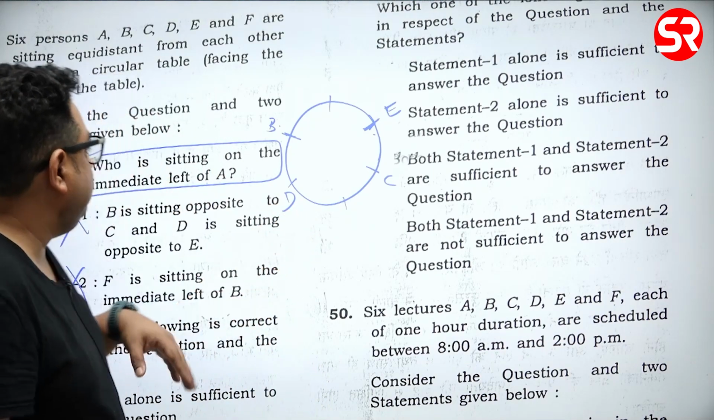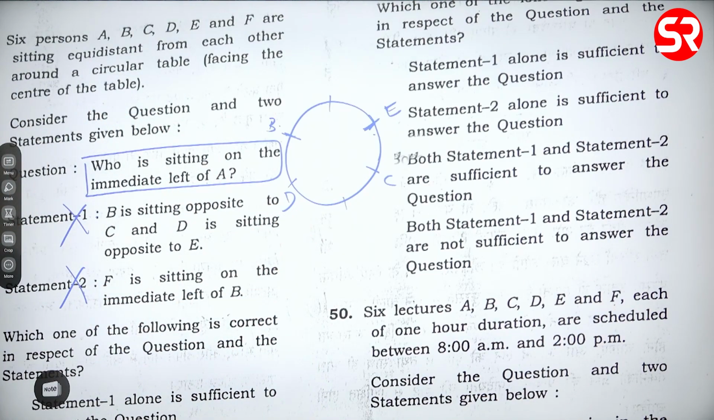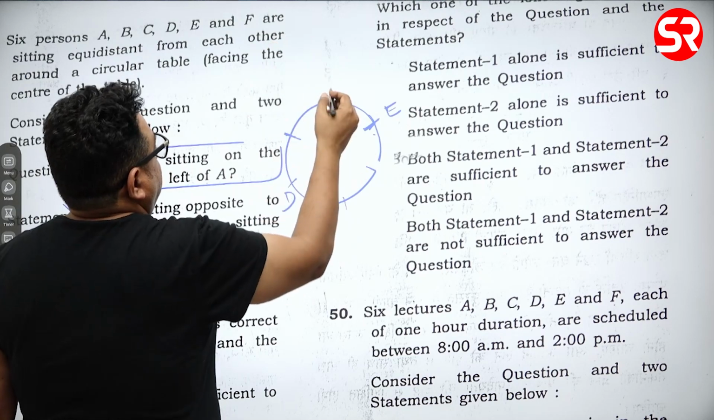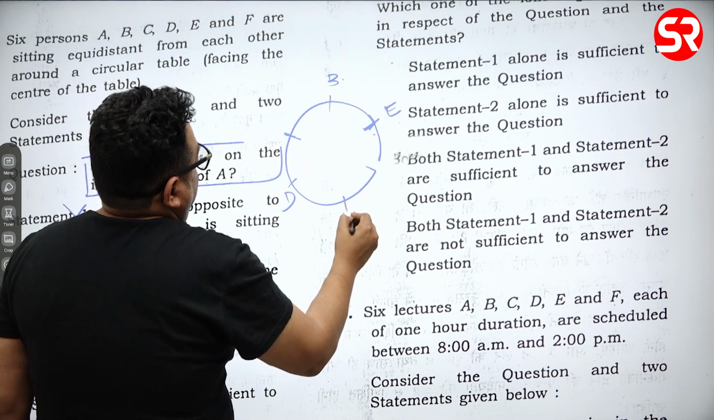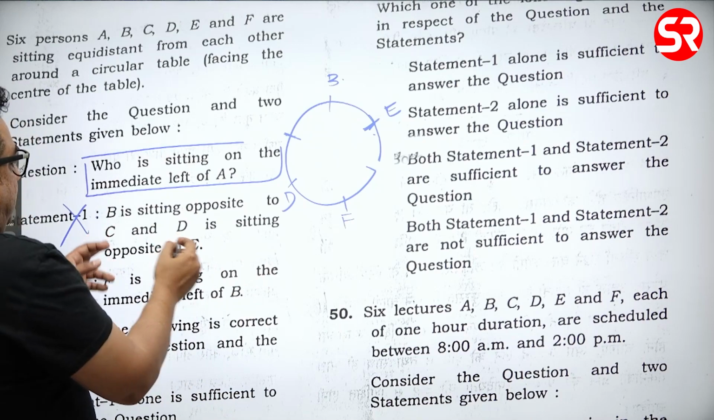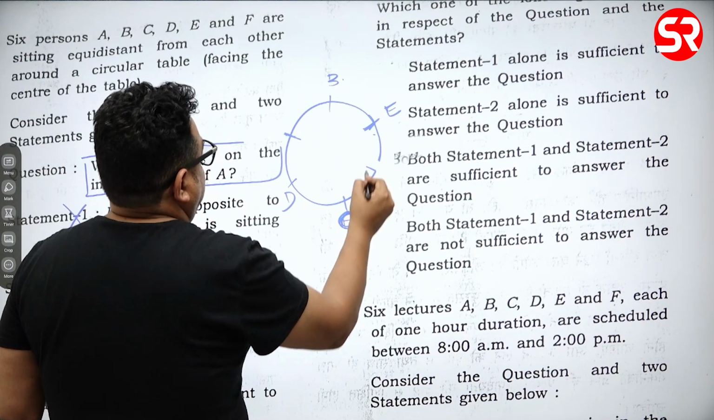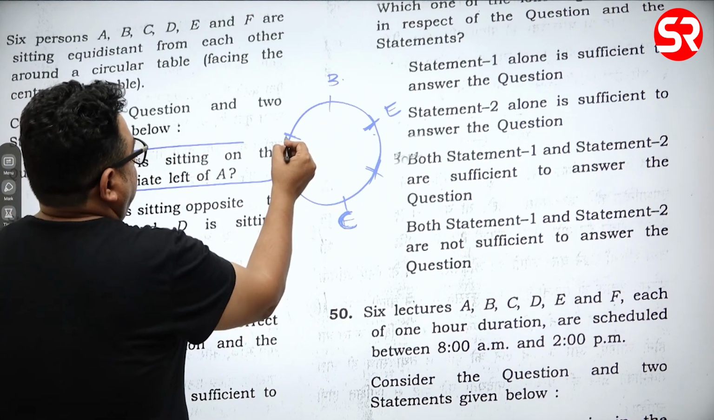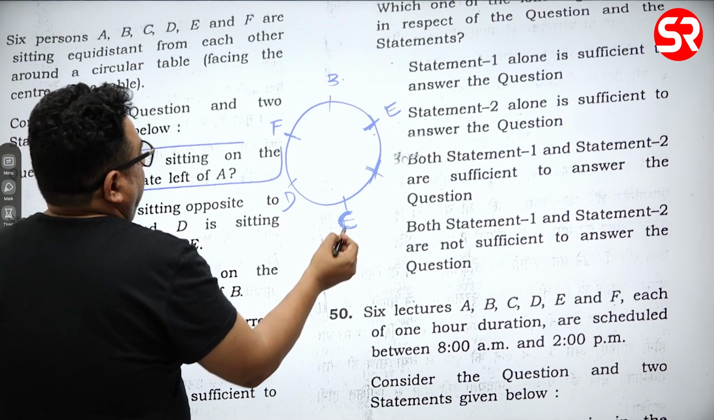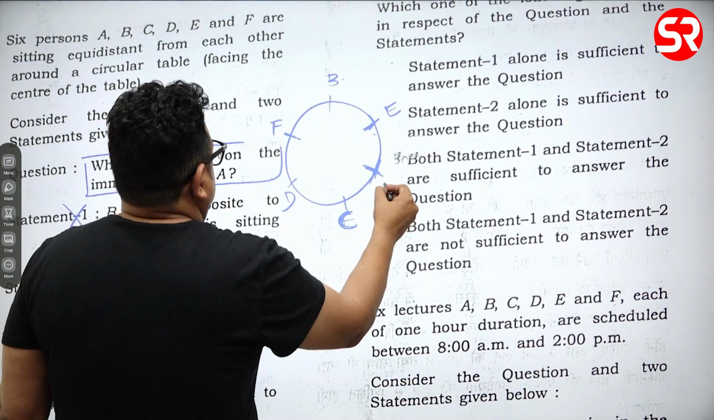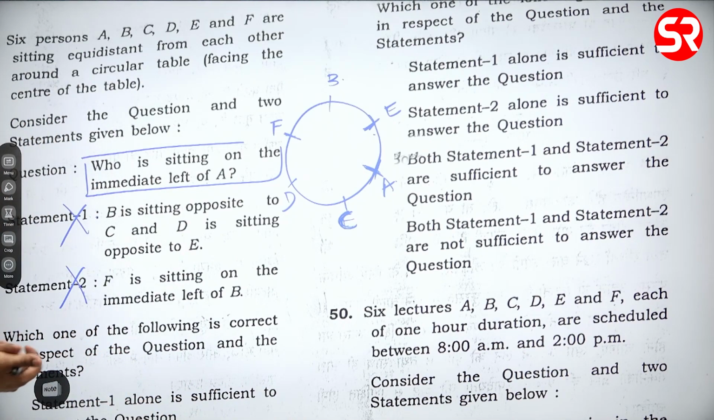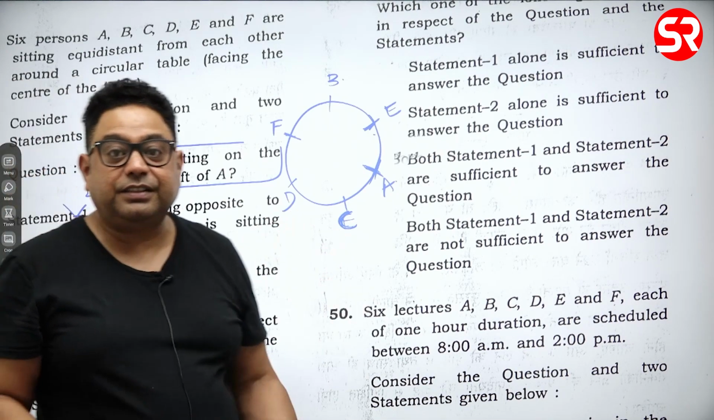No, the validity of both individual statements is not given to you. Okay, then mix them. If you mix them, he's saying F is sitting immediately left to B, so this is not the right position now, isn't it? So probably B and E should be marked over here. B is here and B is sitting opposite to C. Now let's see. He says F is sitting immediately left to B. So this is F, right? And if this is F, this would actually be A. Now if this is A, he asks who is sitting immediately left to A. So it comes out to be C.